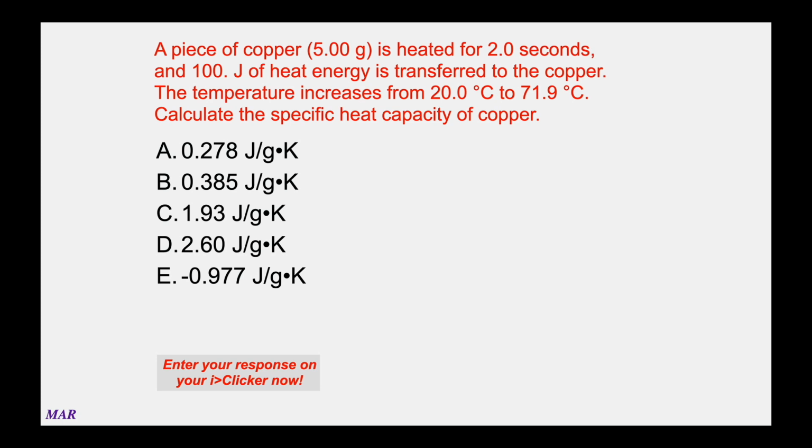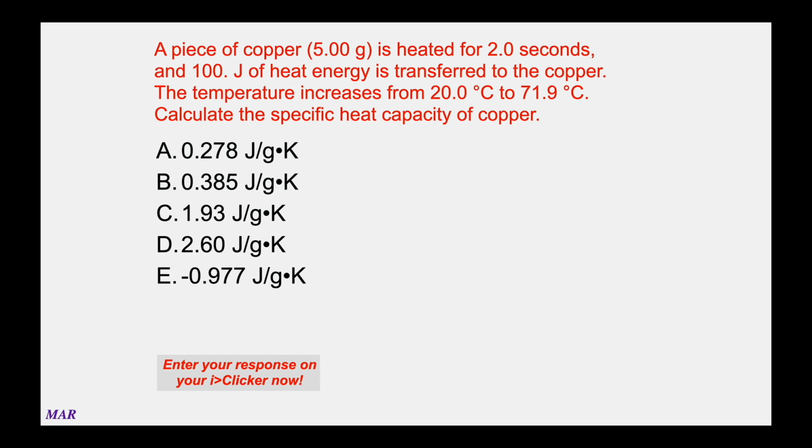A piece of copper, 5 grams of copper specifically, is heated for 2 seconds and 100 joules of heat energy is transferred to the copper. The temperature of the copper goes from 20 degrees to 71.9 degrees Celsius. We can use this information to calculate the specific heat capacity of the copper. So this problem is going to be one where you're going to use Q equals mc delta T. And the goal is to find the C of that equation. C is the specific heat capacity.